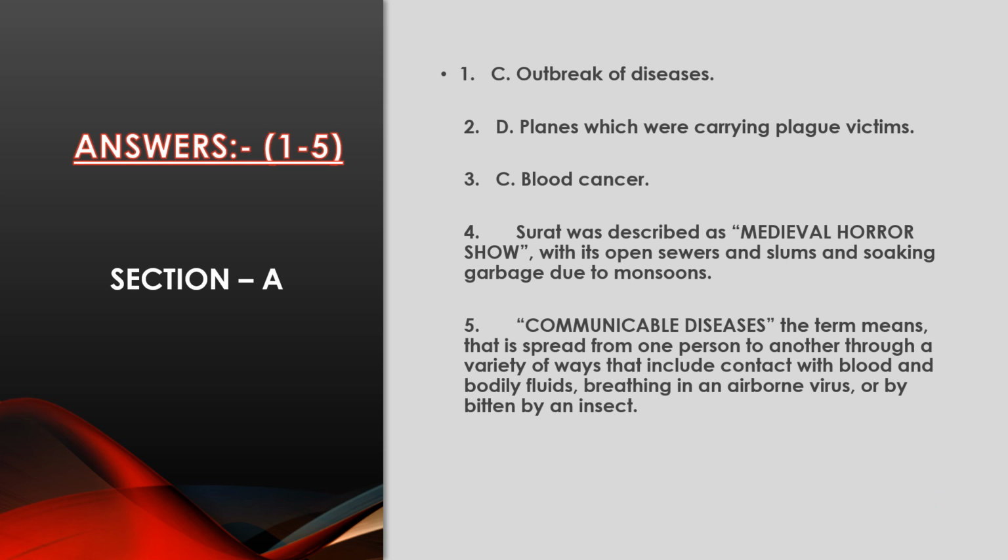When we start answering the questions in section A, question numbers 1 to 5, the first 3 questions have options. They are the multiple choice questions. So the first, second and third questions have the options C, D and C. Here in this answer booklet, you have to write the words or the sentences that correspond to that option.